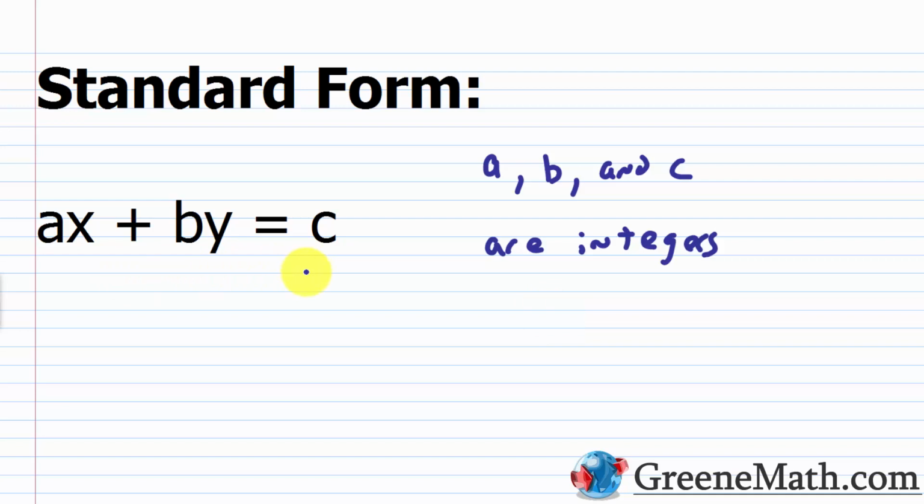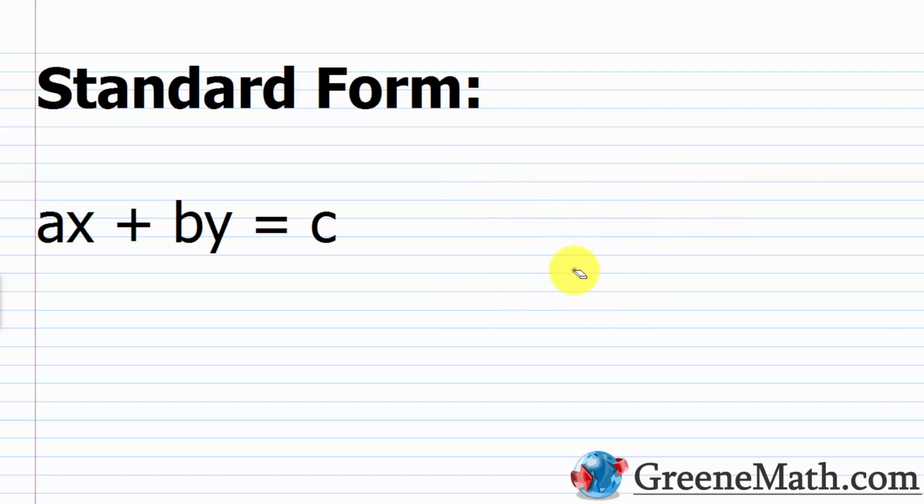Now, we also say that, again, in the stricter definition, this is something you generally see in high school, that A is greater than or equal to 0. So A, the coefficient of X, B, the coefficient of Y, and C, the constant, are integers. And A, the coefficient of X, is going to be non-negative, right? So it's 0 or some positive number. Now, from this form, we can quickly get a lot of information. We can see that if I plugged in a 0 for X, okay, a 0 for X, this would go away.